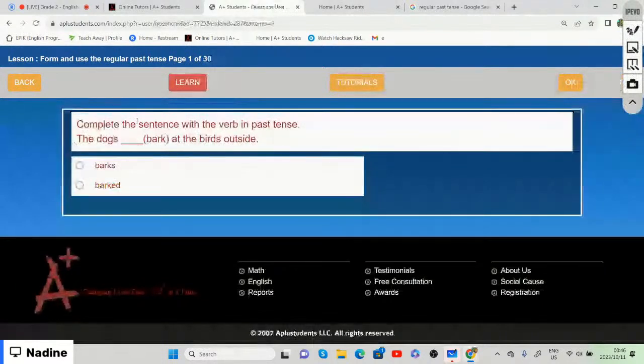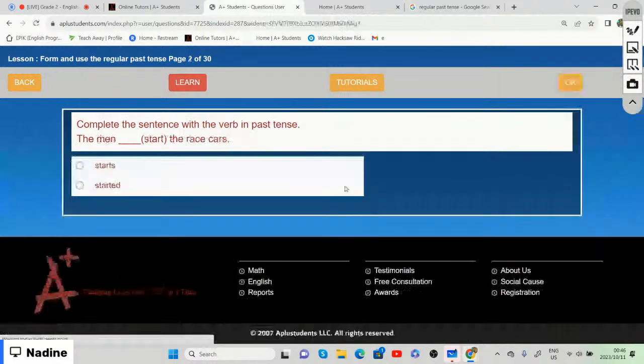We need to complete the sentence with the verb in the past tense. The dogs bark at the birds outside. Is it the dogs barks or barked? Remember, this is the regular past tense, and we said it ends in d or ed. So barks or barked. If we choose the correct verb, we can say in the past tense, the dogs barked at the birds outside. Barked, and then we added our ed.